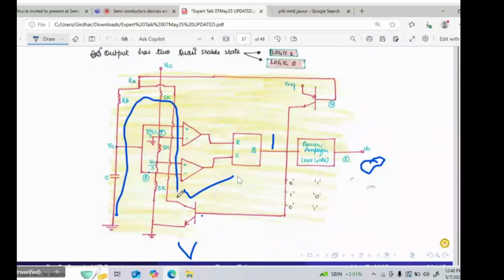Discharge. So the capacitor will discharge only. Now what is the discharging constant here? The discharging constant is RB multiplied by C only, as there is only one resistor, RB. Now how much will it discharge? That is, how much will this VC decrease?